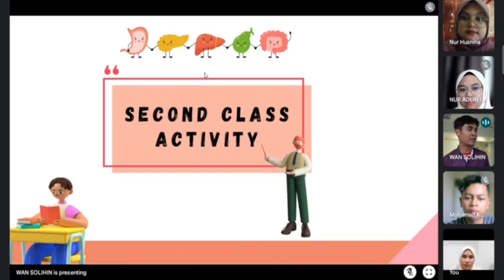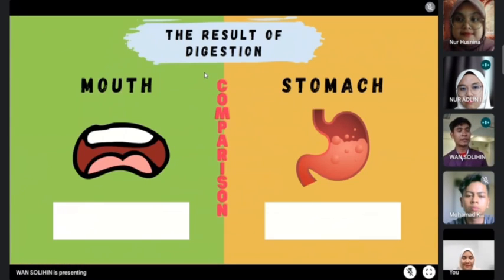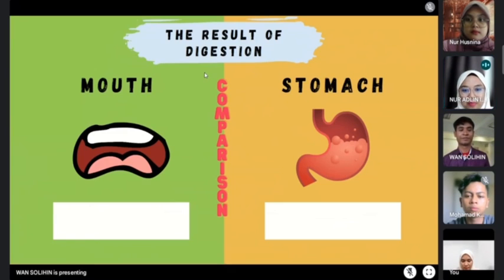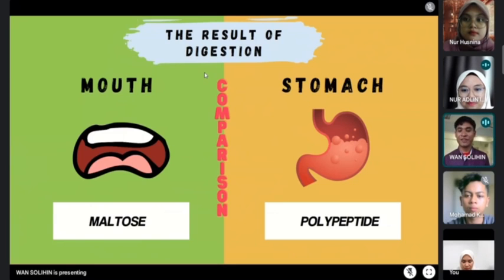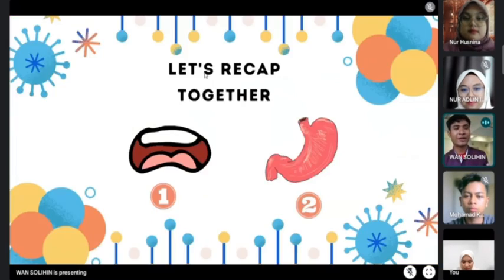So we go to our second class activity. For the second activity, I will open the question to everyone, and if your answer is correct, I will buy you an ice cream next week, I promise. I want a student, just one student, to compare the result of digestion in the mouth and stomach. Who's gonna volunteer to do this? Adeline, can you? Yes, sir. I will try. In the mouth, salivary amylase breaks down starch into maltose, and in the stomach, pepsin will break down protein into polypeptide. Is it true, sir? Okay, your answer is very correct. So I will buy you an ice cream next week.